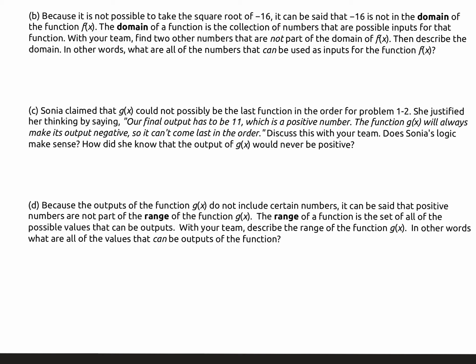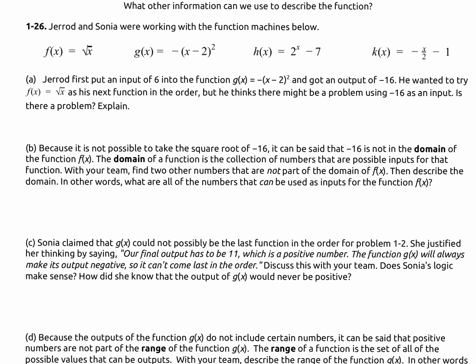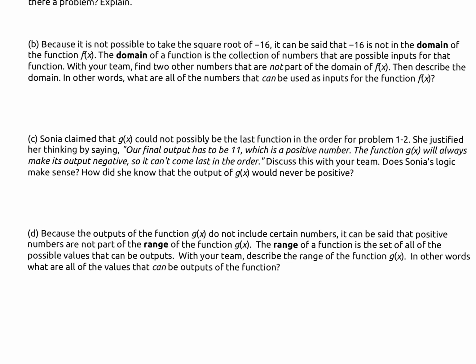Final output has to be 11, which is a positive number. And since the function g of x will always make its output negative, it can't come last in the order. What do you think? Does her logic make sense? Well, look back up at g of x, and I'll write that here again for you. g of x is equal to negative (x minus 2) squared.